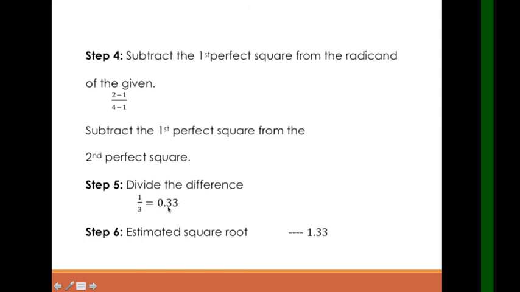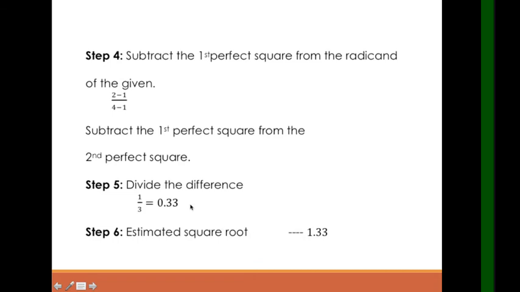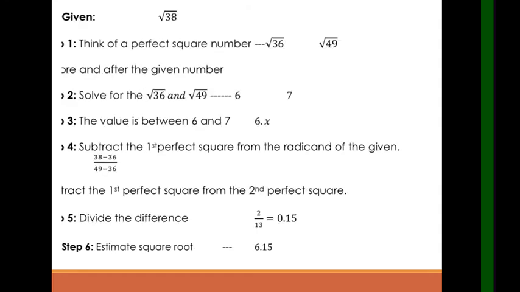So, i-add natin yung 1 doon sa kanina. Ulitin ko. I-add natin yung 1. Ito yung 1 kanina, right? Meron siyang x. So, i-add natin yung 0.33 at ang makukuha natin is 1.33. Ito yung estimated natin na square root of 2. Okay? Para maintindihan, let's have another example.